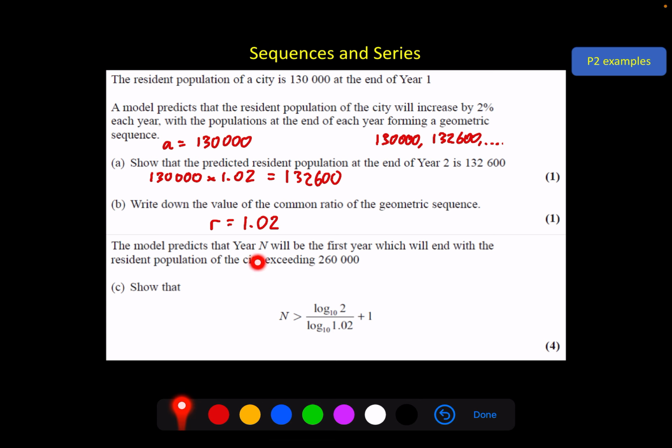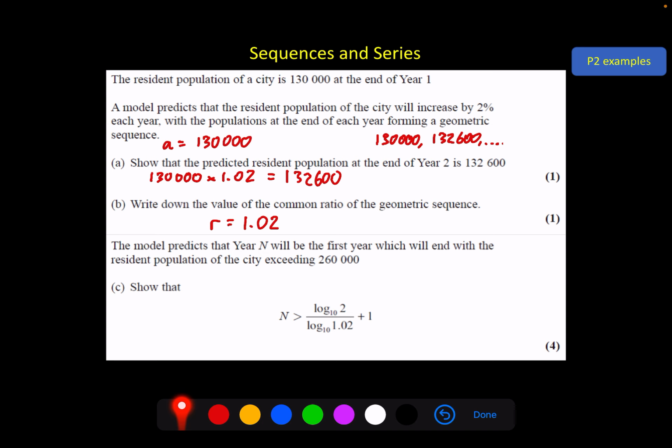The model predicts that year capital N will be the first year which will end with the resident population of the city bigger than, exceeding 260,000. Show that this is true. Okay, they're giving you this probably so that we can do the next part of the question, even if we can't do this one. Don't start with this. We need to finish with this.